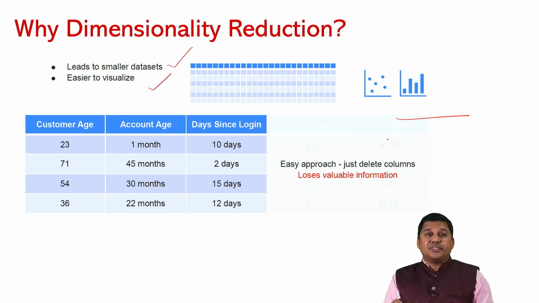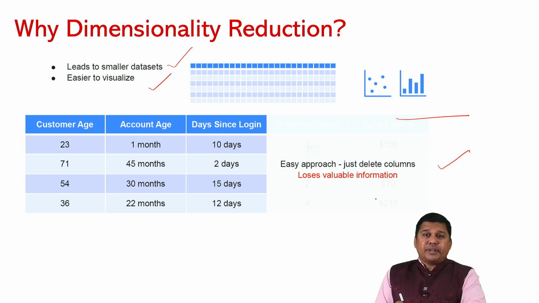It becomes very easy. When you visualize the data, you understand the data much better. That is why we have to apply dimensionality reduction, right. This is one of the easy approaches of doing it. See in this example, I have customer age, account age, days since login, right. If I reduce something here, I am actually losing information. I cannot delete any of the columns here.